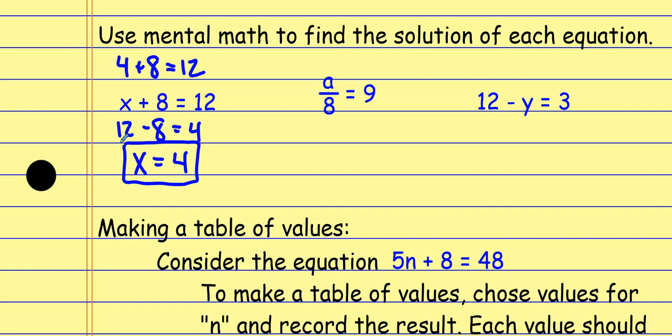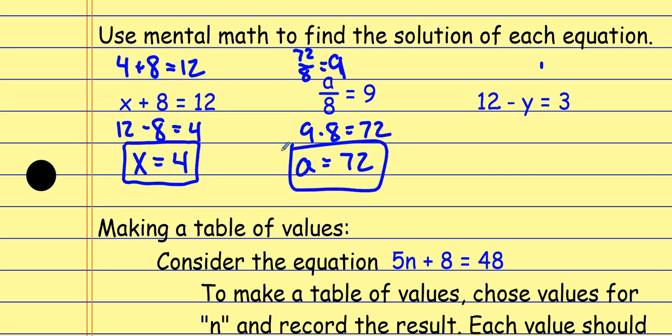This one, something divided by 8 equals 9. Well, I know that 72 divided by 8 equals 9. And again, it's that idea of a fact family. We say, hey, 72 divided by 8 is a 9 because, thinking about it the other way, 9 times 8 equals a 72, okay? So think about that relationship between multiplication and division.